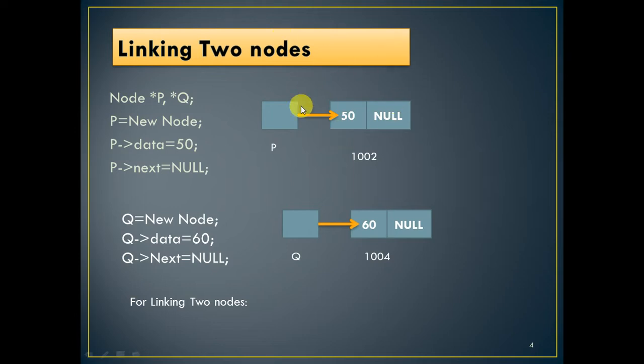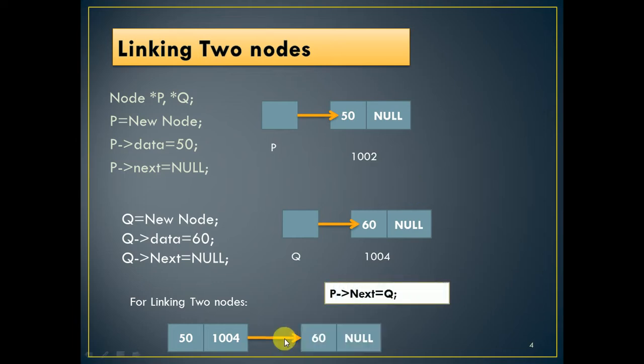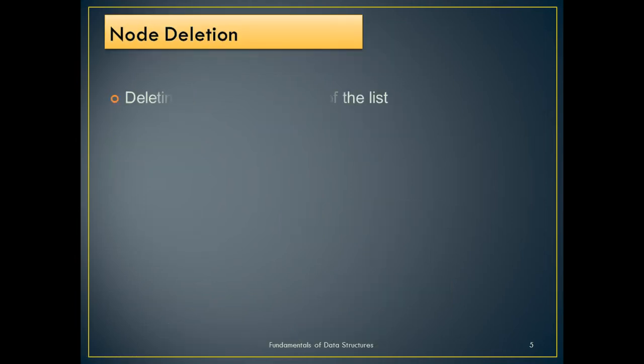Suppose I want to link this p node with q. For that purpose I require the address of q, that is 1004, in the next pointer variable or next field of p. It means that after linking our list is like this: p 50 and then the next node is 60, and the 50's next field contains the address of the q node, that is 1004. For that purpose we write one statement, that is p points to next is equal to q. This is nothing but the linking of the nodes. Now we will see the actual deletion of the node.